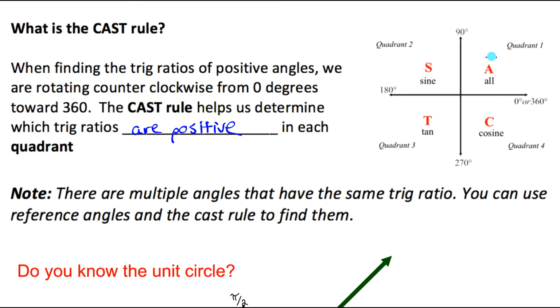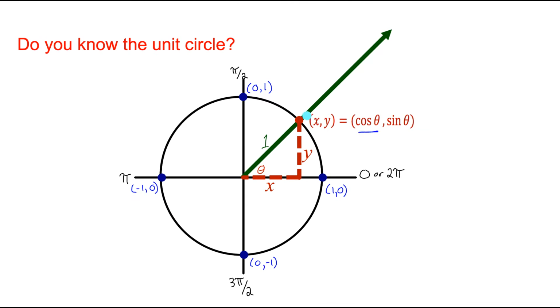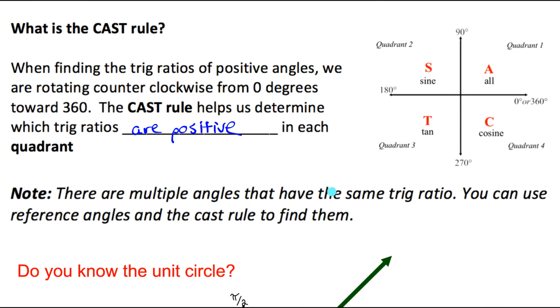And then cosine, well, that's positive in the all quadrant and in the cosine quadrant, so quadrant 1 and 4. Notice those are the 2 quadrants where x coordinates are positive. And we know that the cosine ratio is equal to the x coordinate. So hopefully you're making that connection between the x and y coordinates and why the CAST rule is able to tell us why each ratio is positive in the quadrant it says.